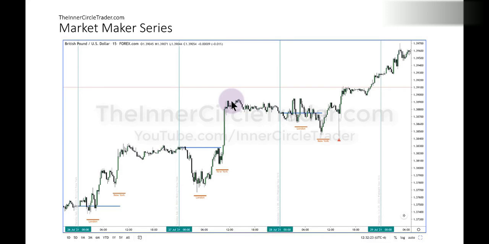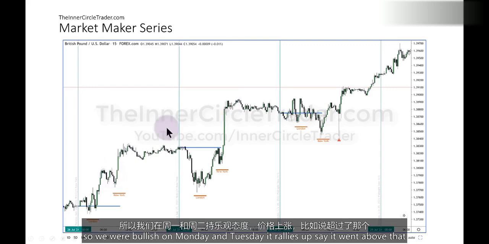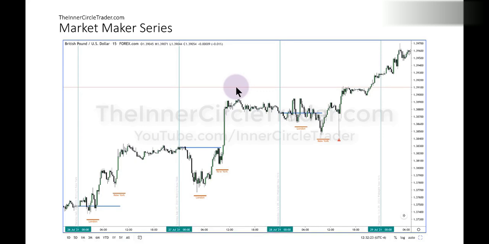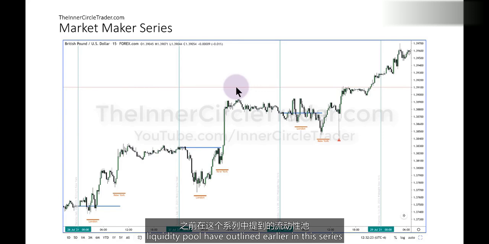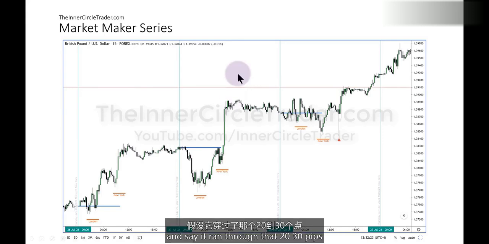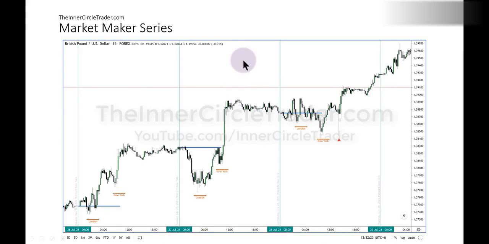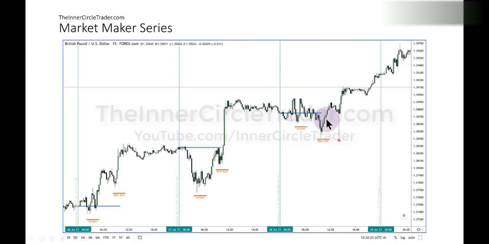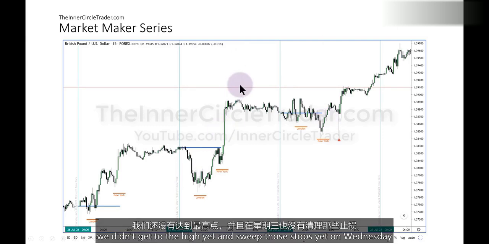Now, obviously, if there's an objective that we're looking for on the week and it hits it on Tuesday, okay, so we were bullish on Monday and Tuesday it rallies up. Say it went above that red line, which is that buy stop liquidity pool that I've outlined earlier in this series. And say it ran through that 20, 30 pips. That would mean we have potential for the market to go into consolidation the rest of the week or have a deep retracement. Whereas we see on Tuesday, we didn't get to the high yet and sweep those stops yet.